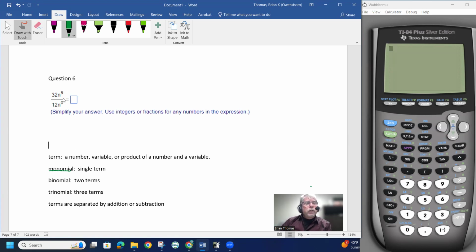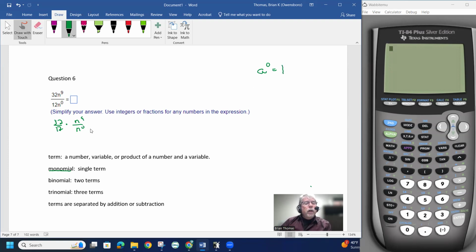So they want us again to simplify this. We have a quotient. Remember, in math, the fraction bar is a division symbol. So they want us to divide this out. Now, again, with fractions, you can separate it apart. So you can break this up as 32 over 12 times n to the ninth over n to the zero. Now, remember, we talked about zero powers. Anything to the zero power is automatically equal to 1.